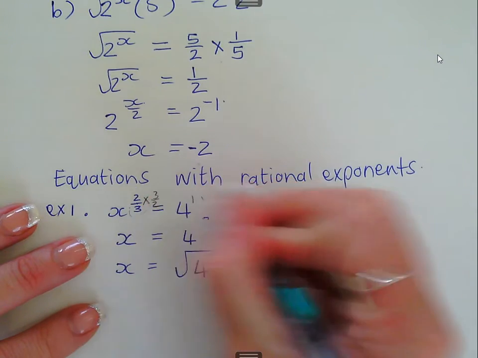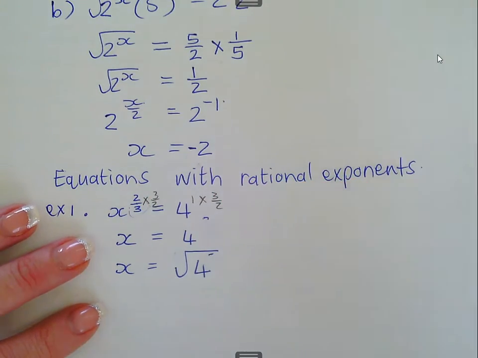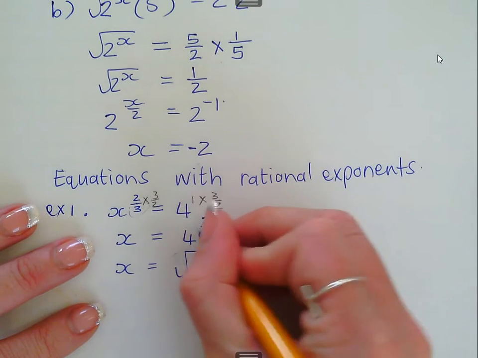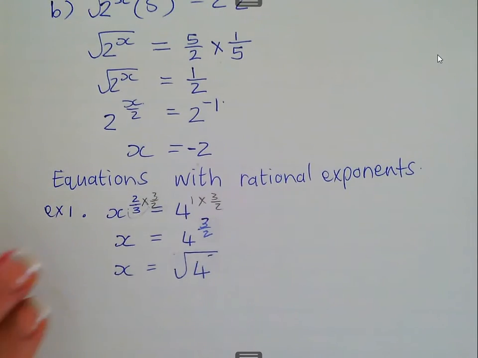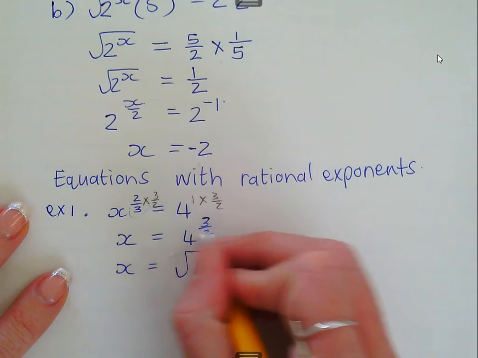3 over 2, 1 times 3 over 2. Do you all still understand? I haven't confused any of you. Okay, what came first now comes last. What came last now comes first.